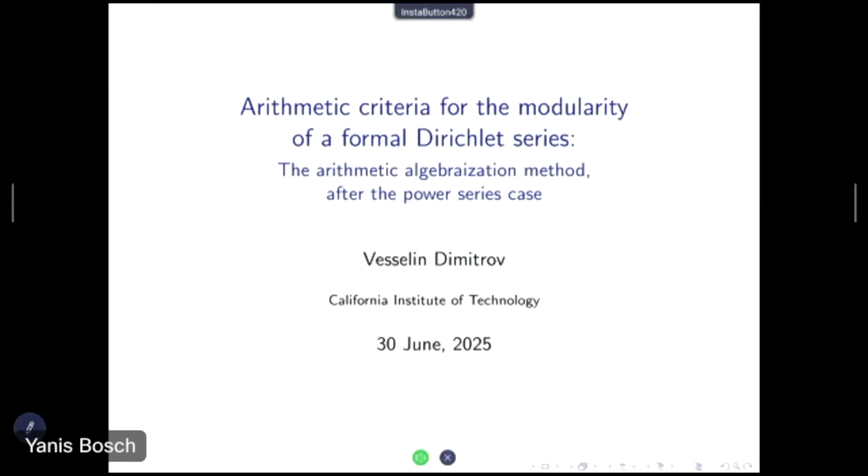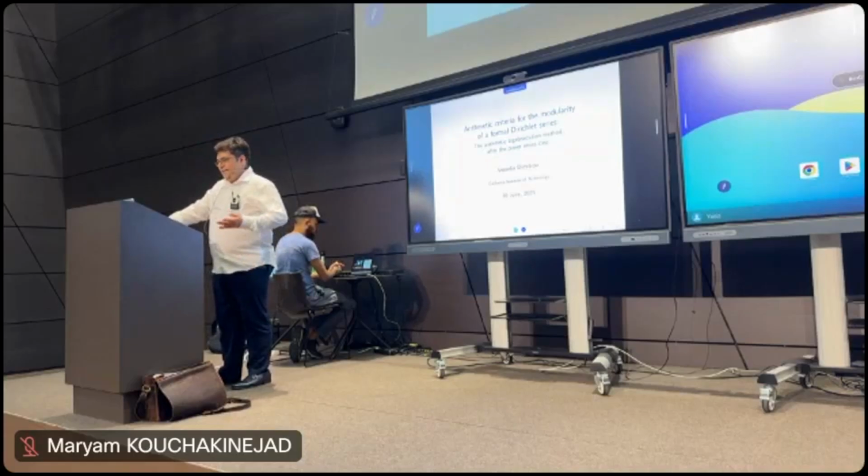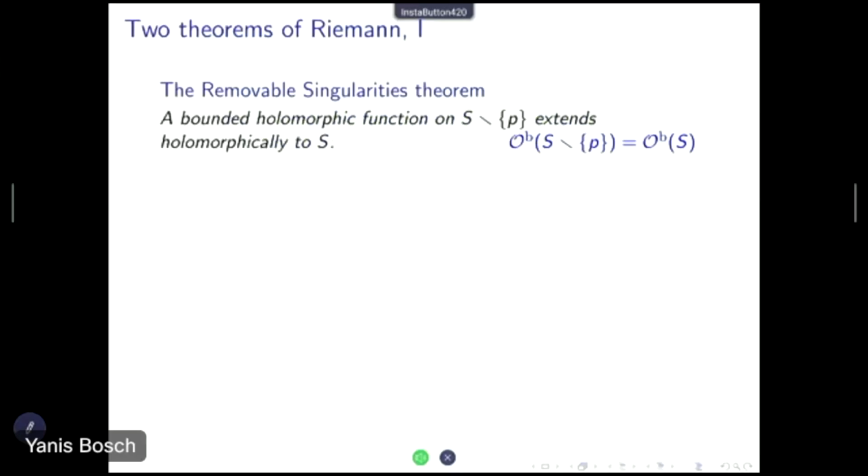I will touch upon the same topic about an axiomatic characterization of L functions, although in a very restricted setting, but partly my talk will be a survey on the method of the subtitle. So I also have the subtitle of the Arithmetic Algebraization method after the power series case, because the next case we imagine is the case of Dirichlet series, which would ultimately be L functions. And a lot of these ideas have very easy prototypes.